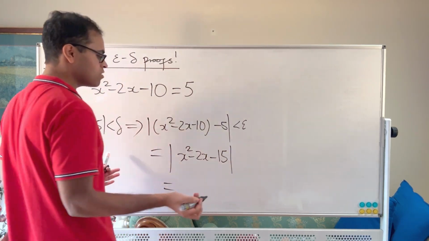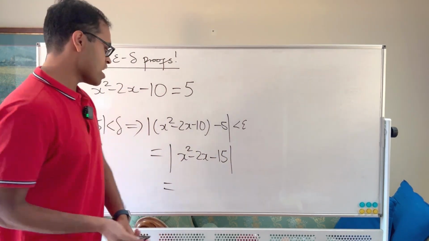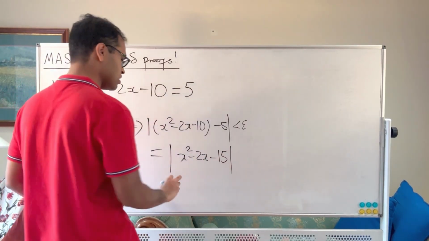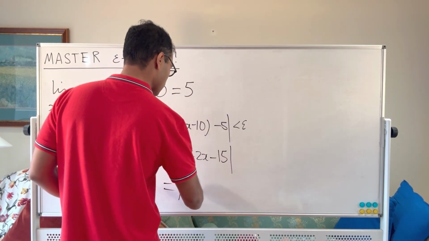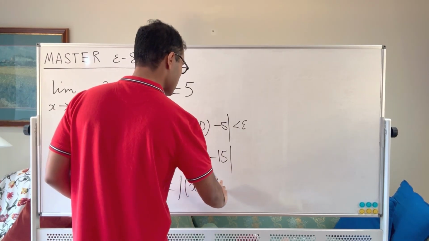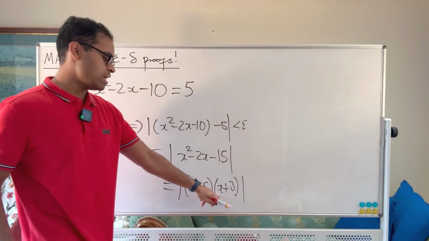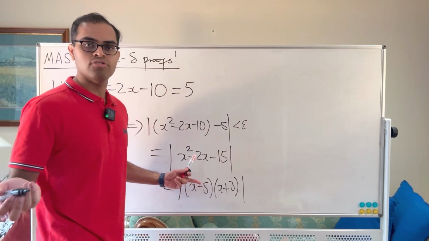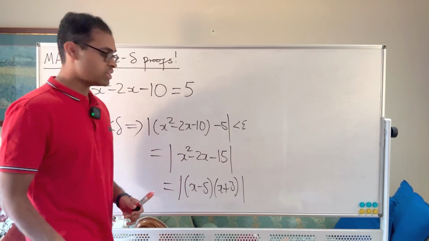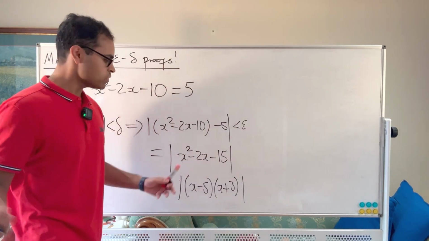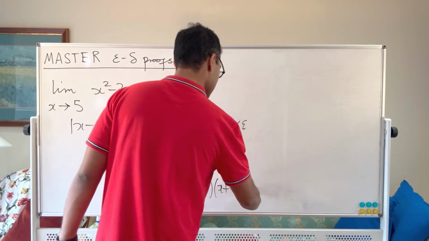We can factor a quadratic using the middle term or the quadratic formula. It's x squared minus 5x plus 3x minus 15, and then you can do the factoring. I'm just going to do it in one step. It's going to be x minus 5 times x plus 3. One quick check is to plug in x equals 5 and x equals negative 3 and check that you get 0 for this. So x equals negative 3, you get 9 plus 6 minus 15, so it's 0. So you've got that. We want this to be less than epsilon.